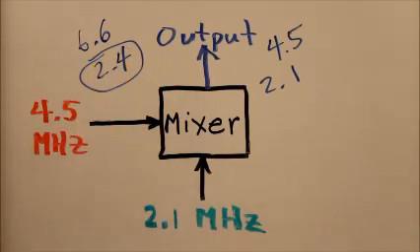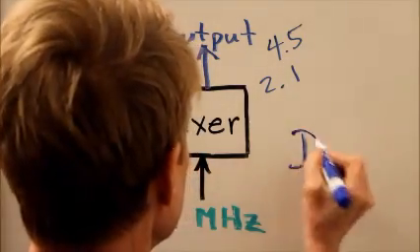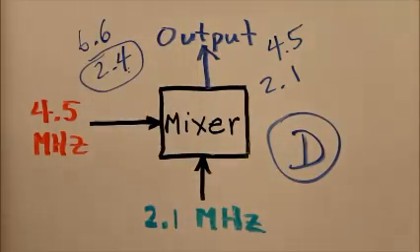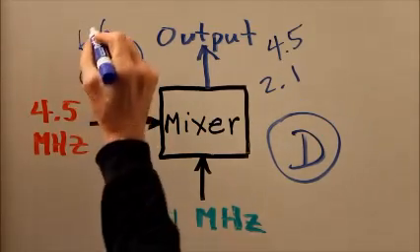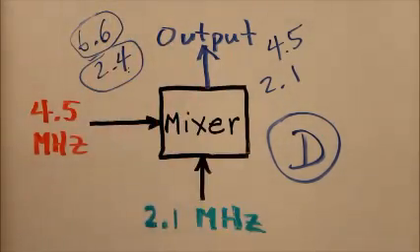If you have a signal that you want to process in any various ways, it's a lot easier to do that if the frequency stays the same than it is if the frequency changes on you all the time. So the correct answer to this question is D. We will see two new signals, one at 2.4 megahertz and the other at 6.6 megahertz.